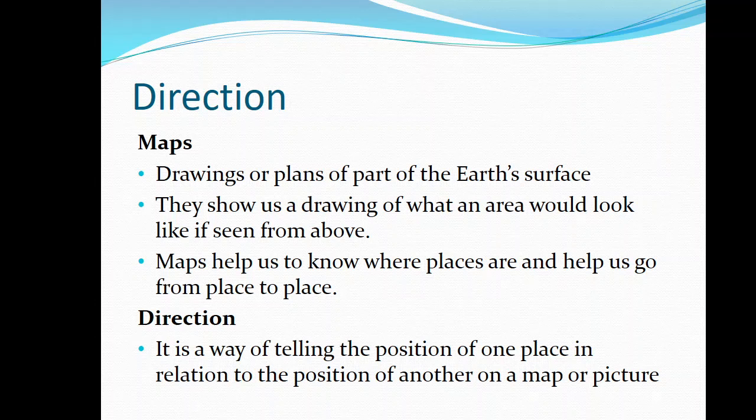So, maps help us to know where places are and also help us to go from place to place. For example, the maps which are always in the cars, they show us the direction of where we are going. Okay, direction. Direction is a way of telling the position of one place in relation to the position of another on a map or a picture.